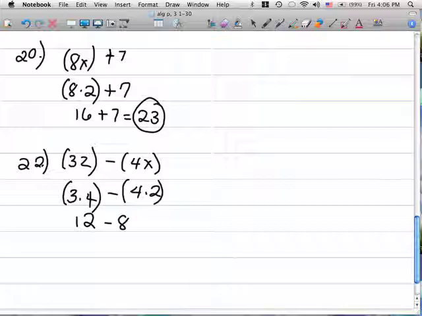Skip a line, we have 22. The quantity 3z minus the quantity 4x. Substitute the values in for z and x. Z is 4, so we have 3 times 4 in parentheses minus 4x, 4 times 2. 3 times 4 is 12, 4 times 2 is 8, and 12 minus 8 is 4.